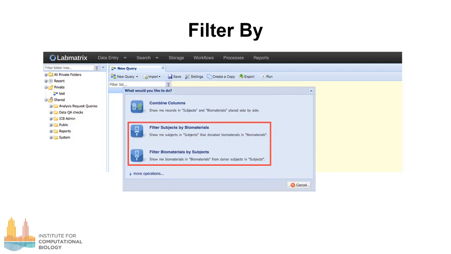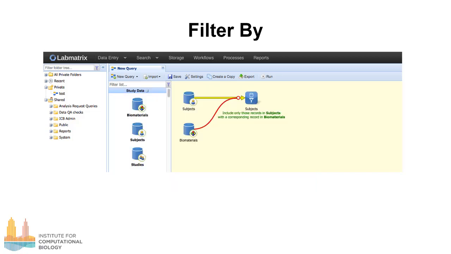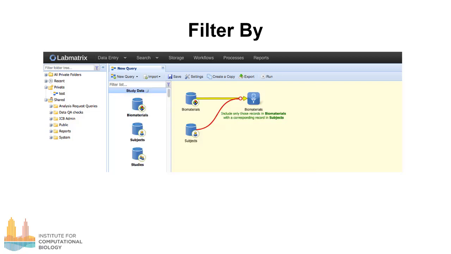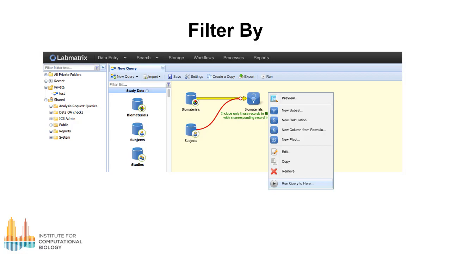The Filter By operation shows records from one data source based on their correspondence with records in another data source. If we select Filter Subjects by Biomaterials, then the new query node will be displayed on the canvas with arrows connecting it to the parent data sources like this. If we select Filter Biomaterials by Subjects, then the new query node will be displayed on the canvas like this. If a relationship has been defined for the data sources, a query is automatically built. To run the query, click Run from the top of the window, or right-click a node and select Run Query to here.